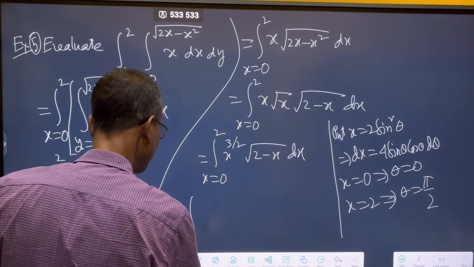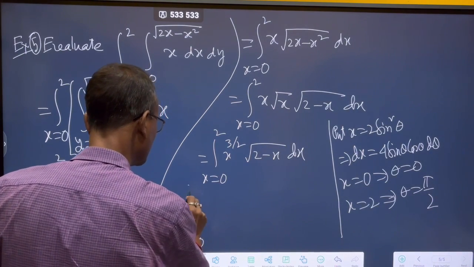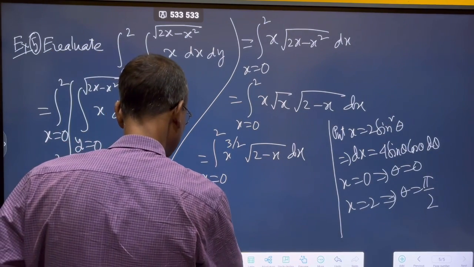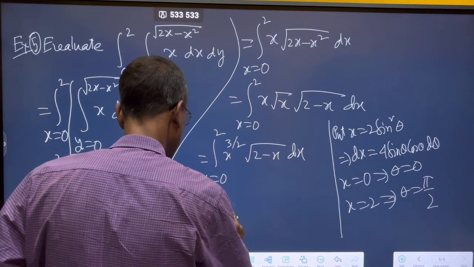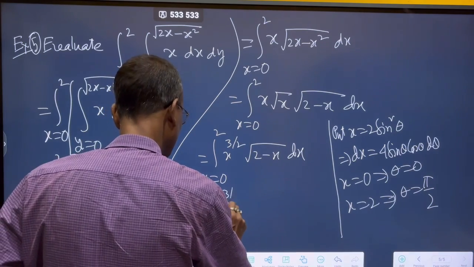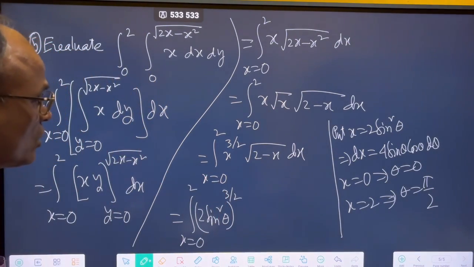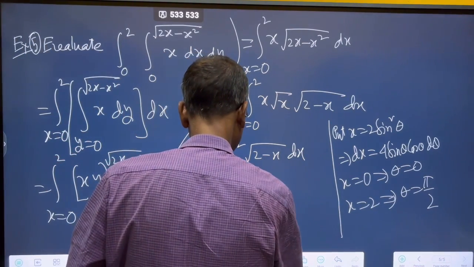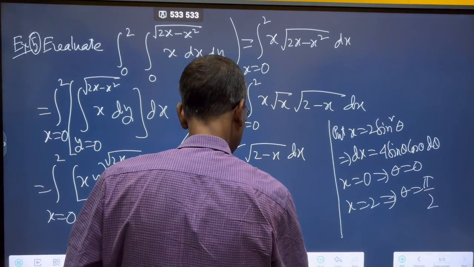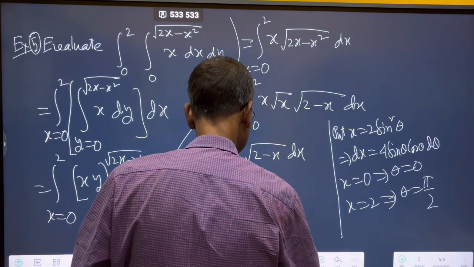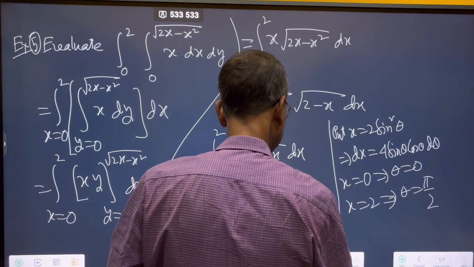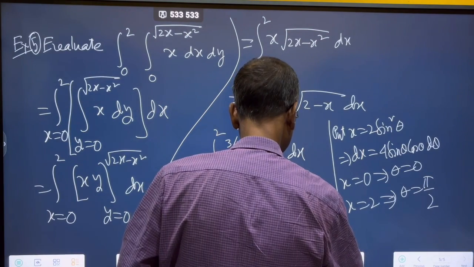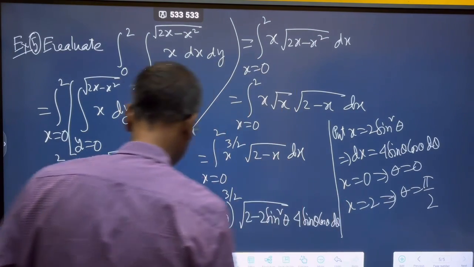Therefore, you will get the integral from 0 to 2 of twice sine square theta whole to the power 3 by 2, times root over 2 minus twice sine square theta, times dx, which is 4 sine theta cos theta d theta.